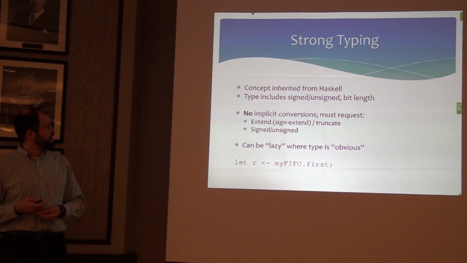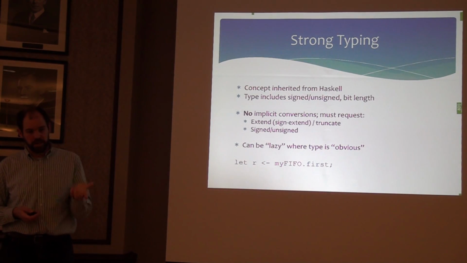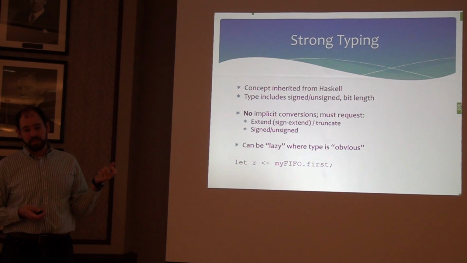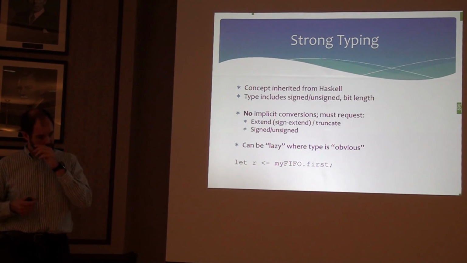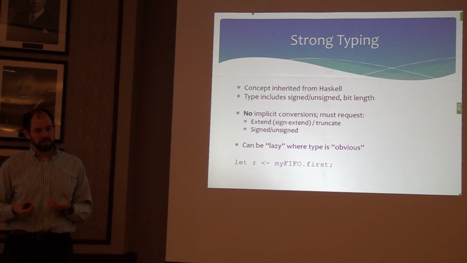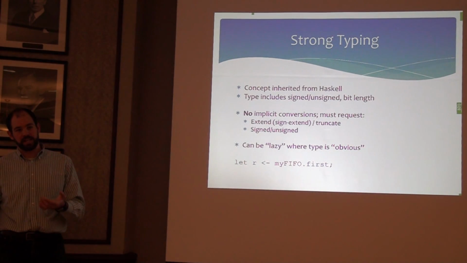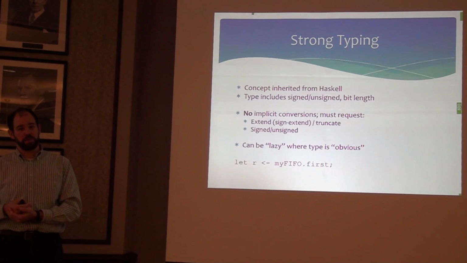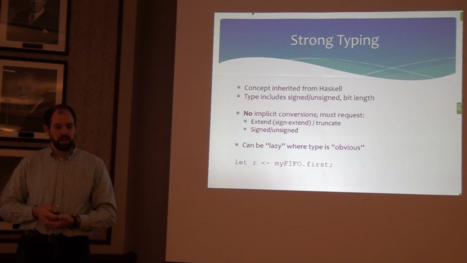Okay? So I'll get into the type system really, really quickly. Again, it's inherited from Haskell. Type includes both signed and unsigned and bit length. And so you cannot just mix and match wire types, which is sometimes a little bit more verbose, but it also stops you shooting yourself in the foot. Right? You can't add a signed with an unsigned unless you explicitly convert one into the type of the other and make them match. Likewise, you can't add a 4-bit to an 8-bit without extending or truncating as is appropriate.